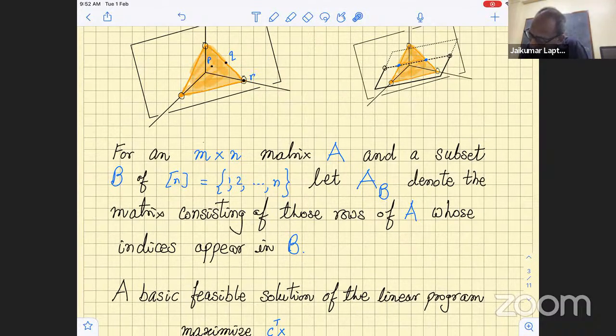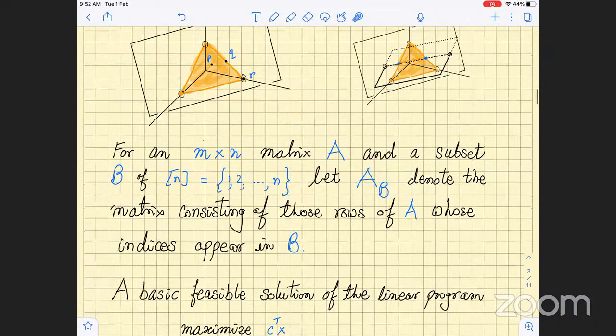So suppose you have a matrix A, and you have a subset B of the columns. N is the indices for the columns, and B is a subset of them. Now, by A sub B, we mean you restrict A only to the columns in this set B. You just throw away the other columns, retain only the columns in B. This would be consisting of those rows of those columns of A whose indices appear in B.